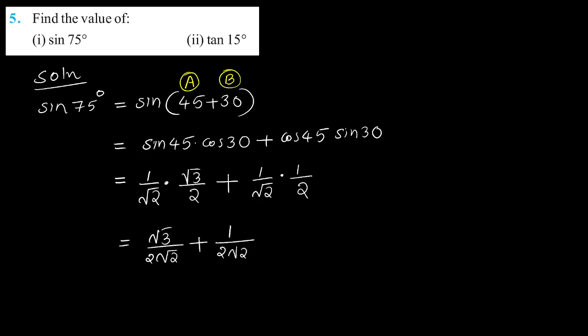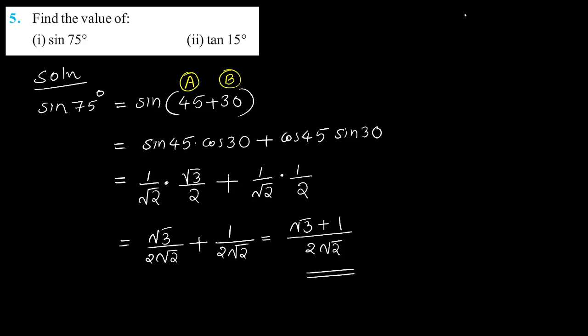You will not get a good answer. Don't simplify further. No need to do any simplification. The common denominator is 2 root 2. Adding the numerators. Don't simplify. This is the answer. So the sin 75 value is root 3 plus 1 by 2 root 2.